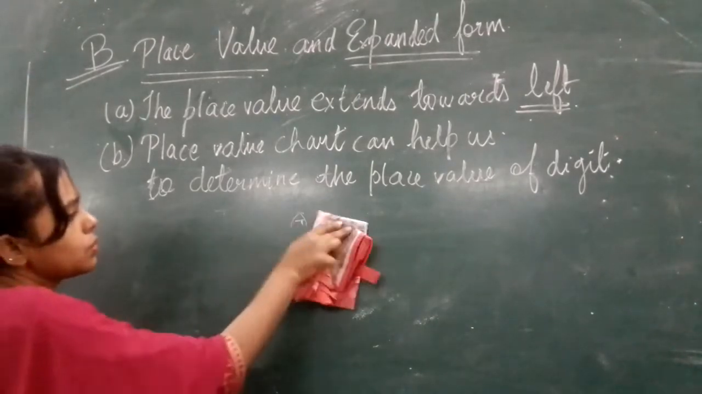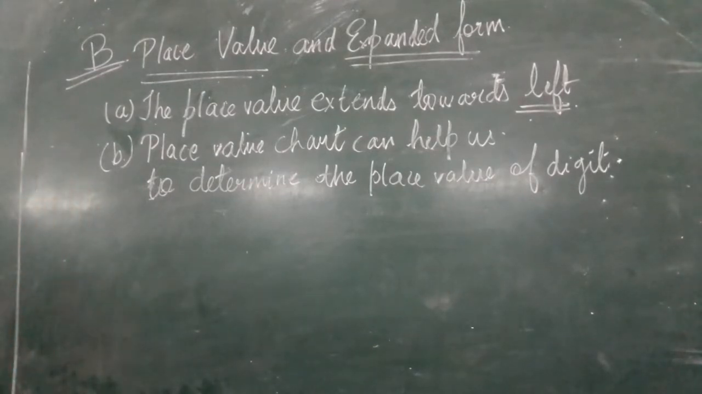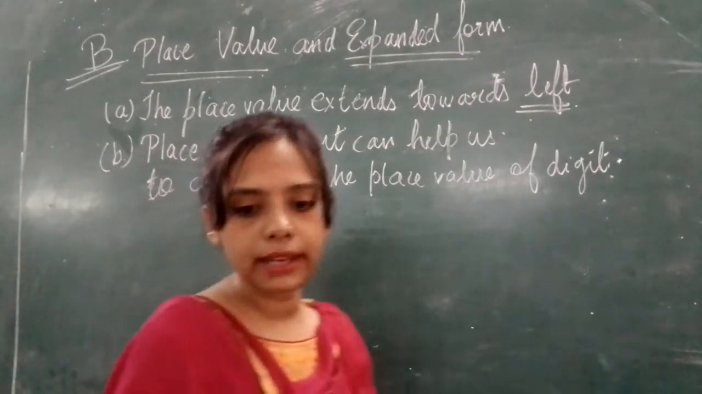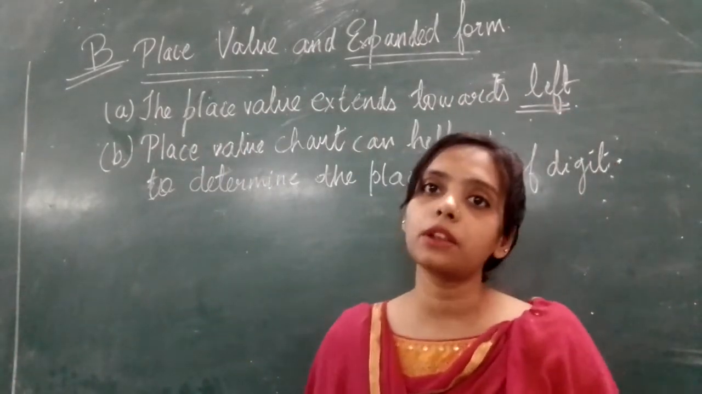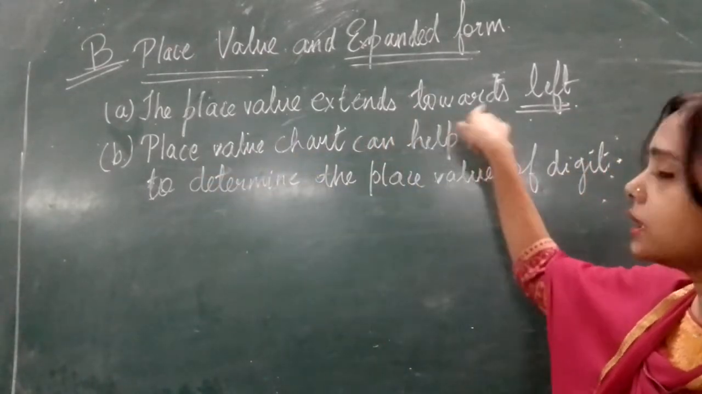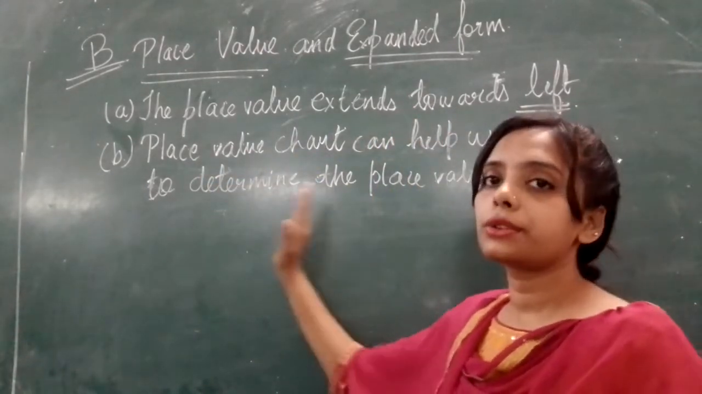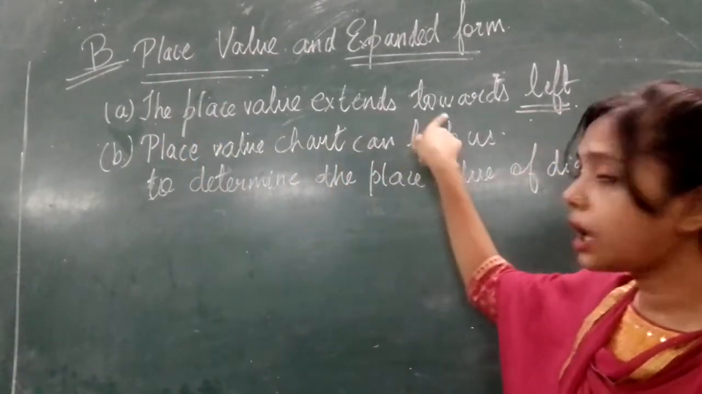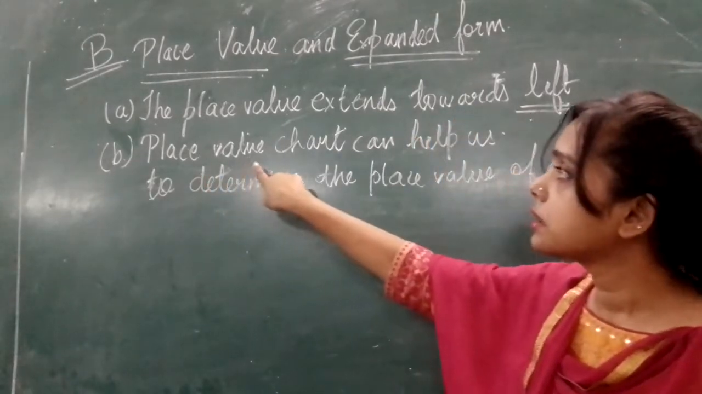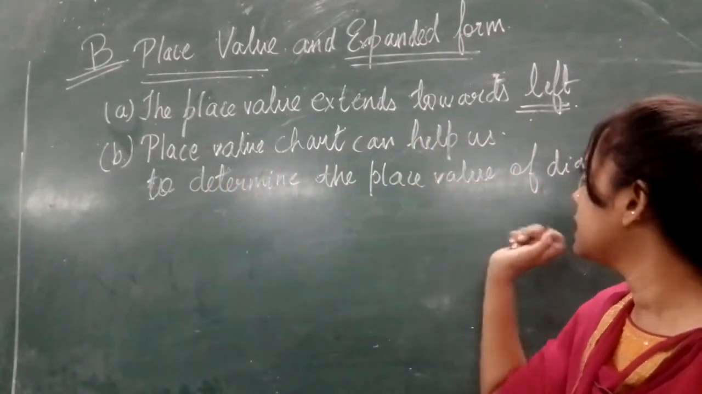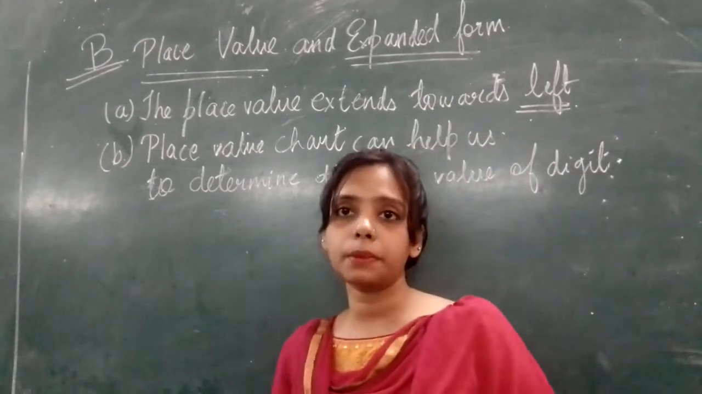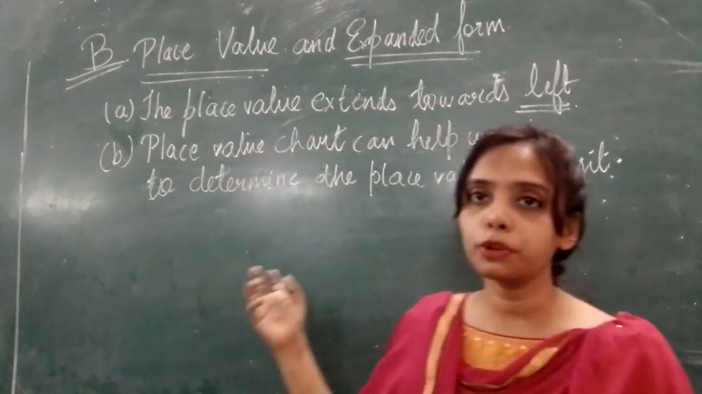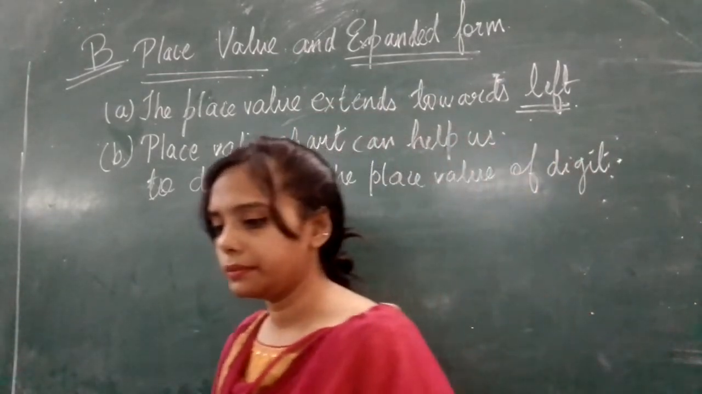Do not write this. This is only for your understanding purpose. You will write the place value and expanded form. First you learn about the place value. Now what are the place values? The place value extends towards left. You know it goes from unit to tens to hundred to thousand to 10,000 to lakh, and it goes on. Okay. So now you understood this, and then the second part is the place value chart can help us determine the place value of the digit, that is, what is the place value of that digit, who will help you tell that? Place value chart. Okay. So I hope you have written this so that we can continue further.